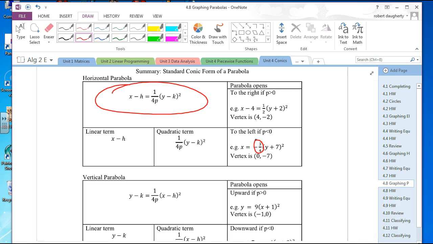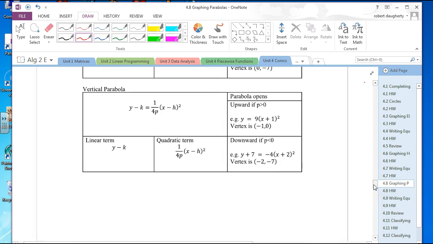Okay. The ones that open up and down, you guys are experts with those because we did them last semester. Y minus k is 1 over 4p x minus h squared. You have a linear term, quadratic term, and it opens above if p is positive. So in this case, you've got a vertex of negative 1, 0. And here this opens down. Your vertex is negative 2, negative 7. Okay.